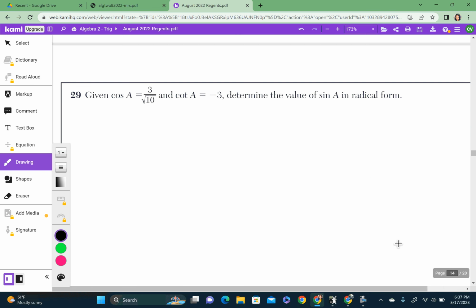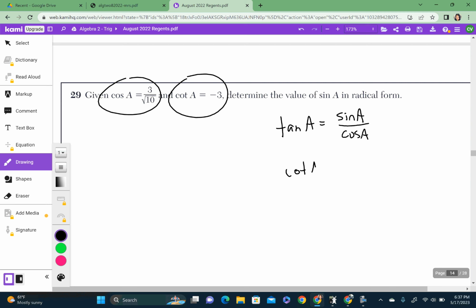All right, so question 29, I'm given cosine and I'm given cotangent. We haven't done a lot with cotangent, so I'm going to pause real quick, and I do want to remind you that tangent is equal to sine of the angle over the cosine of the angle. Cotangent is literally just the flip of this. So I'm going to flip these two. So that's going to be cos over sine. One of my students remembers this as cotangent, cos on top of sine. And they want us to figure out what the sine is in radical form.